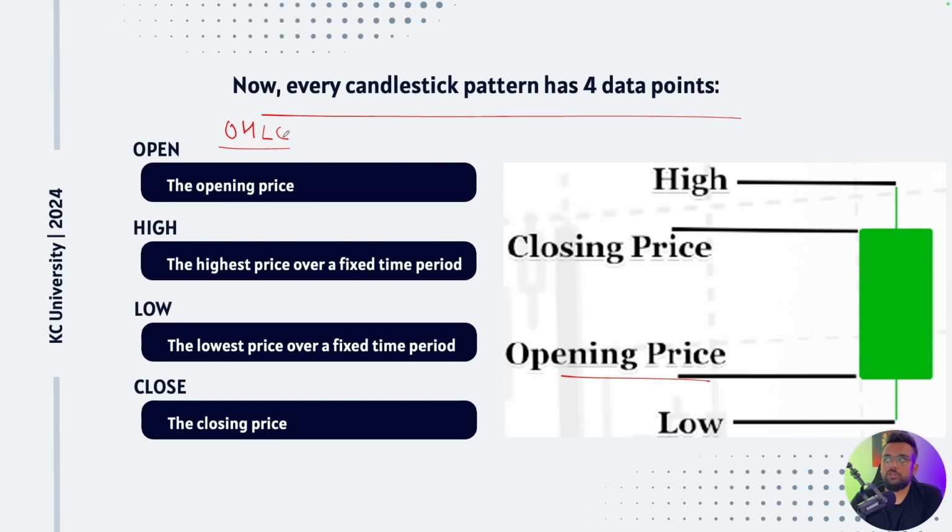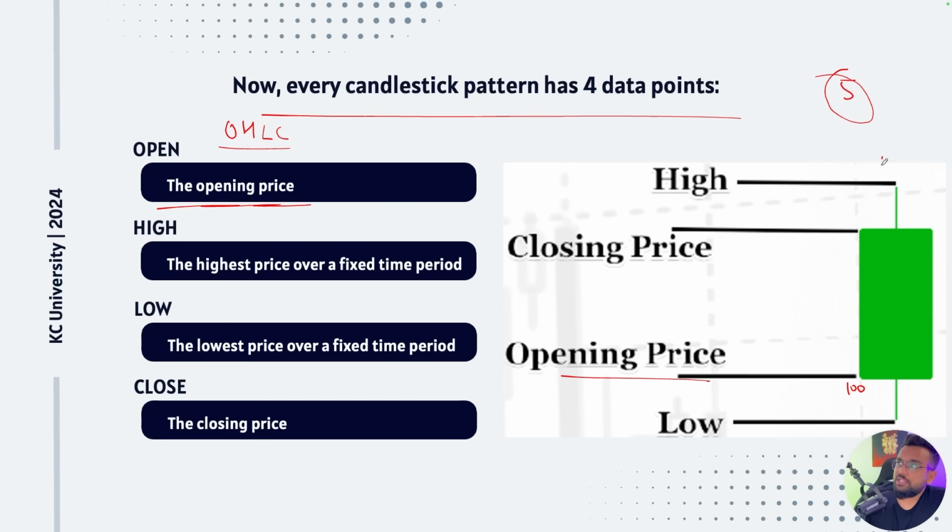Open, high, low, close. What's open? The opening price of the candle. Where did the candle open? Right here. The highest price over a fixed period. Let's say this is a 5-minute chart. So on the 5-minute chart, this is where the price opened, let's say $100. The lowest point was 99.